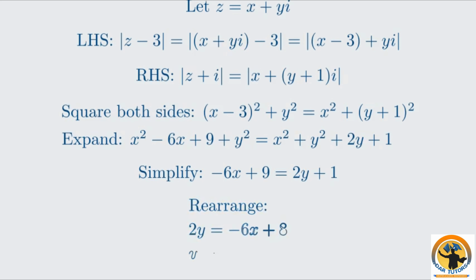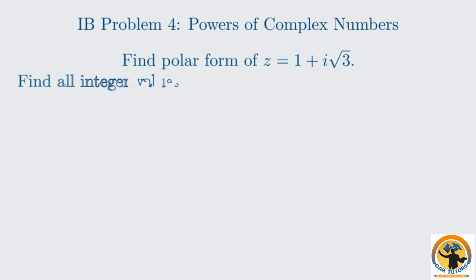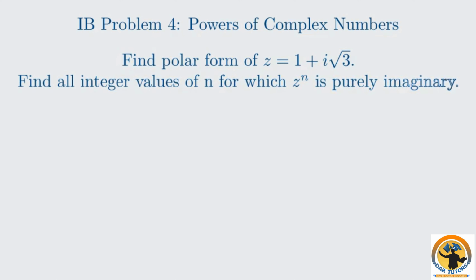This is the Cartesian equation of the locus, and it is a straight line, as we predicted. This final problem ties together several concepts we've covered today. It involves converting forms, applying properties of modulus and argument, and solving for a specific condition. The problem asks us to write the number 1 plus root 3i in polar form, and then find all integer values of n for which this number raised to the power of n is purely imaginary.